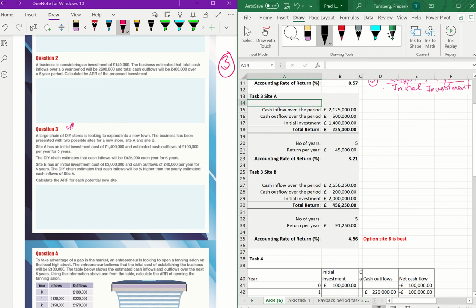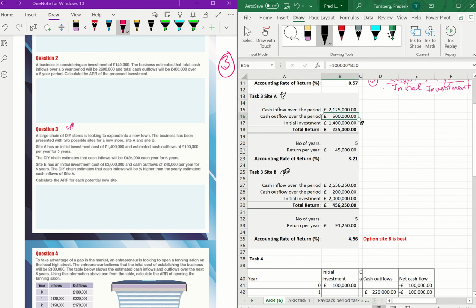So I've laid out site A here, and we've got site B down here. Site A has got an initial investment of 140k. So I put that down here, 140k there, and an estimated cash outflow of £100,000 per year for 5 years. So cash outflow of £100,000 over 5 years.